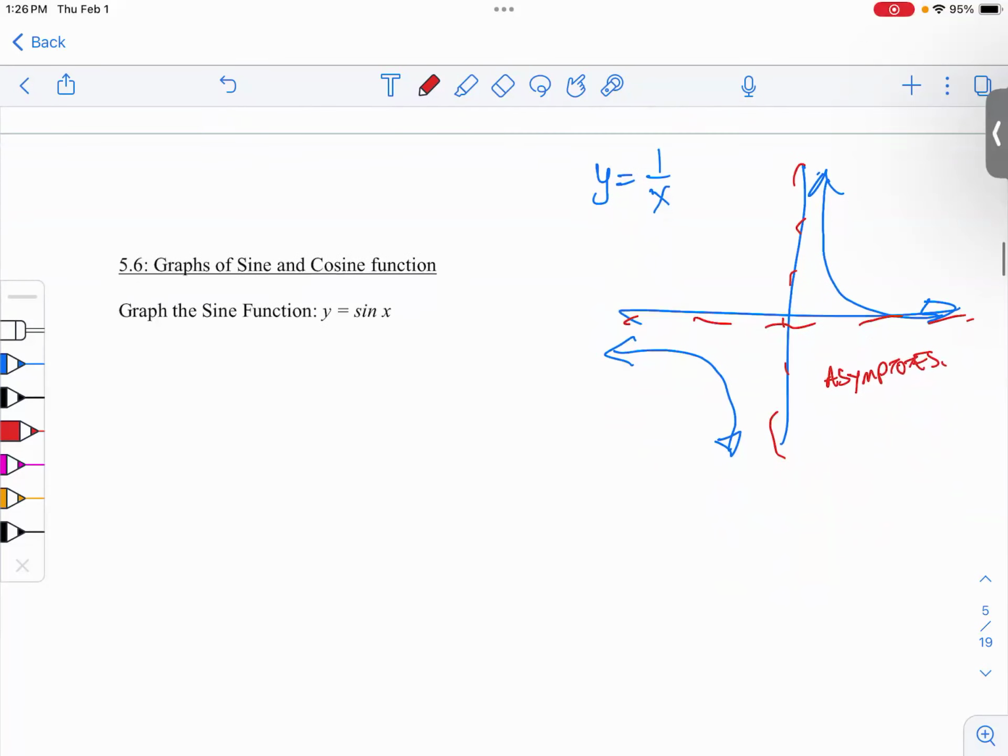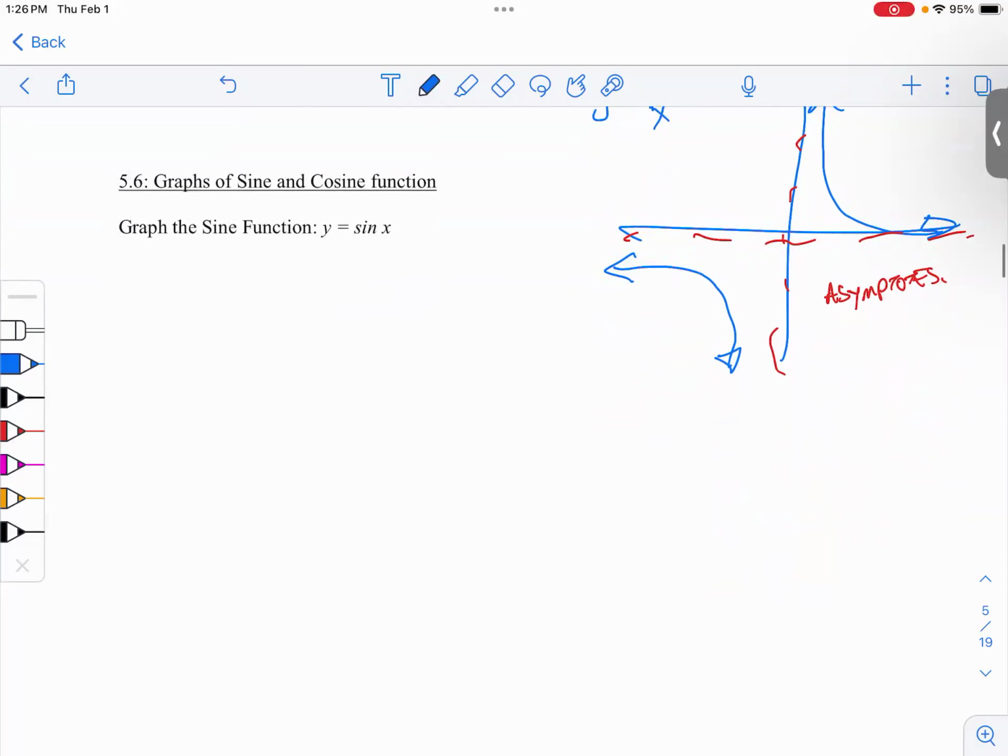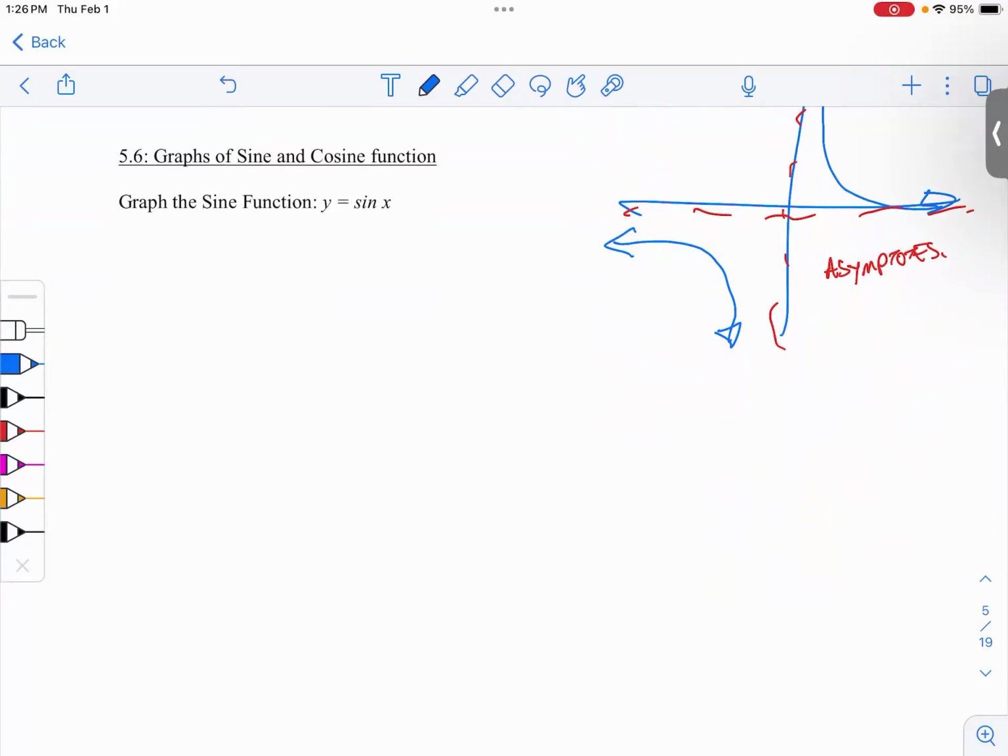Now this comes to the graphs of sine and cosine. What do these actually look like? I'm going to draw it, and then you're going to put it in your calculator so you can see how it looks there as well.